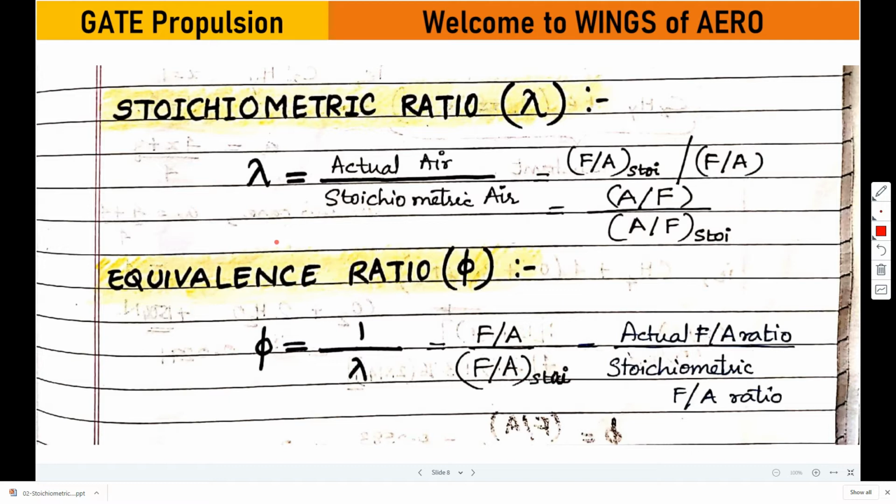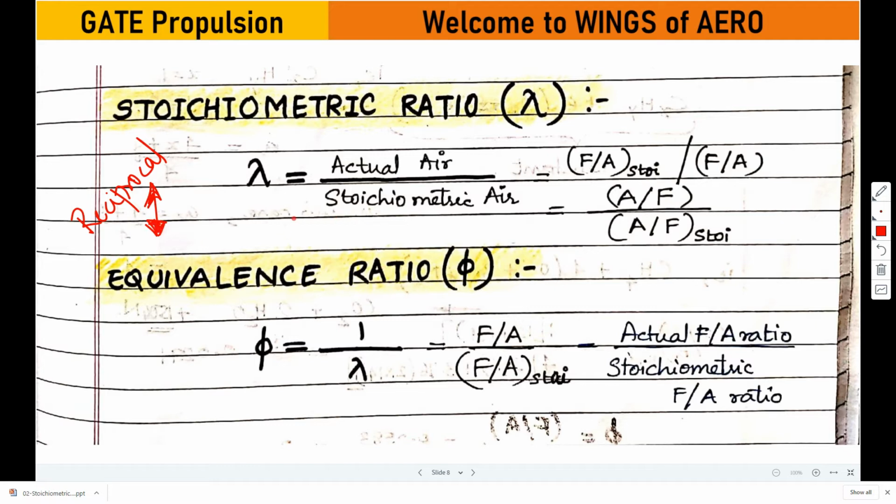It is very important. Now before starting, let me tell you the relation between the stoichiometric ratio and the equivalence ratio: they are just reciprocal of each other.